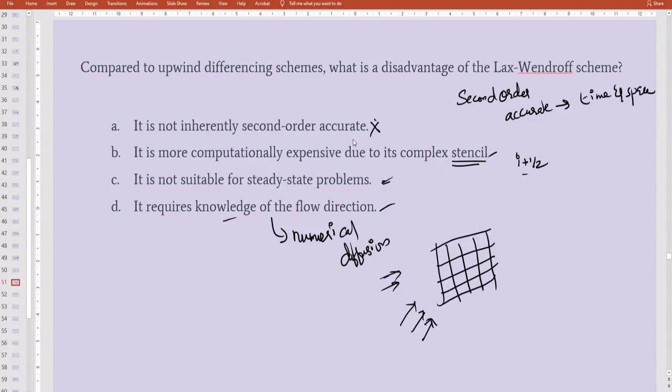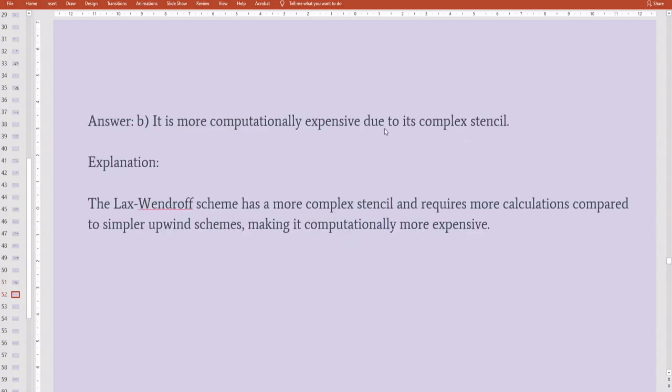So our answer is option B. It is more expensive due to complex stencil. Option C is more of an ambiguous statement, so we can just ignore it. And option B is our actual answer. Moving on to the next question.